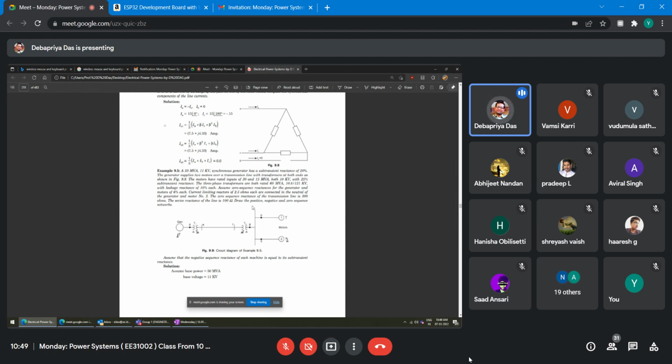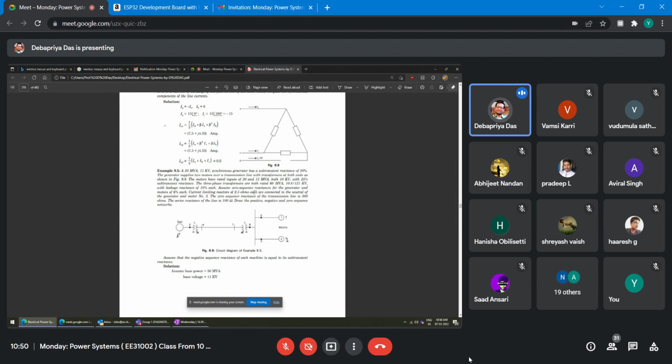Both are 10 kV. Terminal voltage is 10 kV. They are rated with 25% subtransient reactance. This is 0.25, this is also 0.25 per unit. The three-phase transformers are both 60 MVA, 10.8 by 121 kV. This side is 10.8, this is 121 kV, the line is 121 kV, and this side is 10 kV. But the generator and motor terminal voltage is 10 kV, so you have to make it a common base, with leakage reactance of 10%, that is 0.1, 0.1, right?